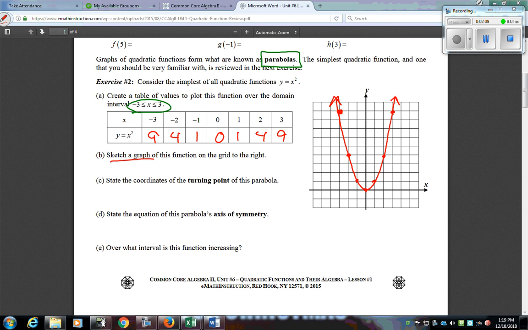So we did B, we sketched a graph. The turning point for this is going to be at 0, 0, and that's the place where this graph turns, so right here, it goes in the opposite direction. The equation of the axis of symmetry is the line that cuts the graph in half. That line is the y-axis in this case, but as we write the name of that equation, it's going to be x equals 0, because every point on this line has a coordinate of 0 for an x value.